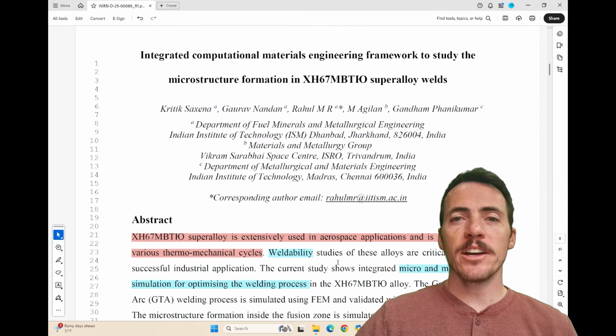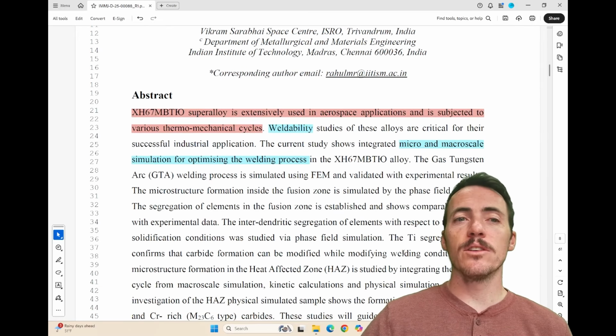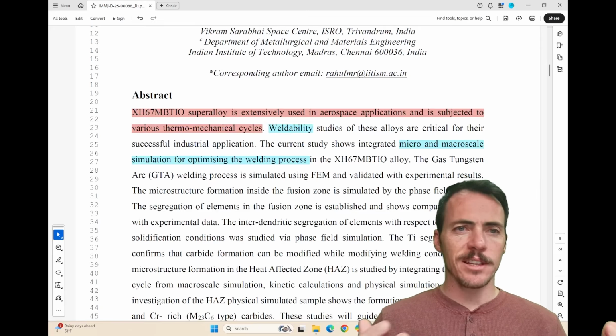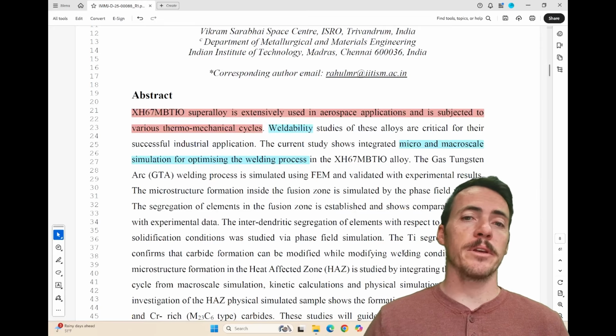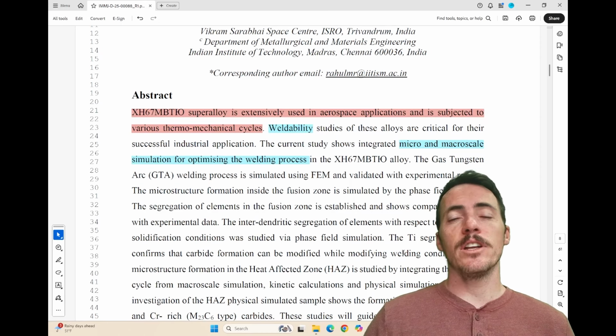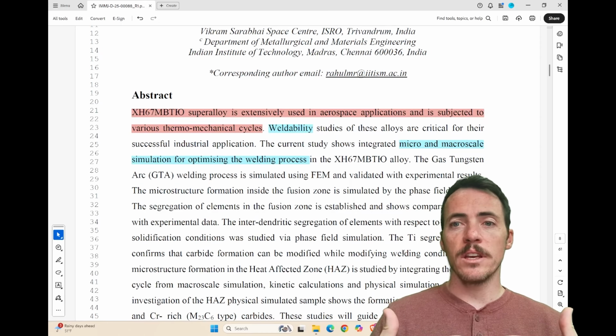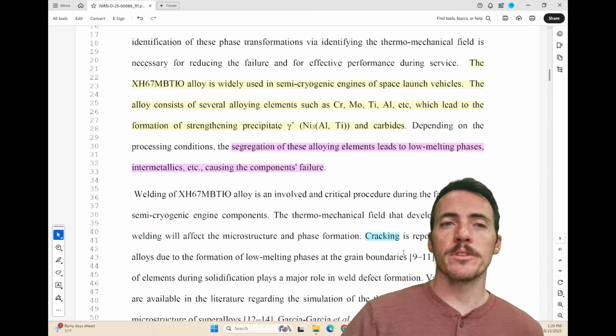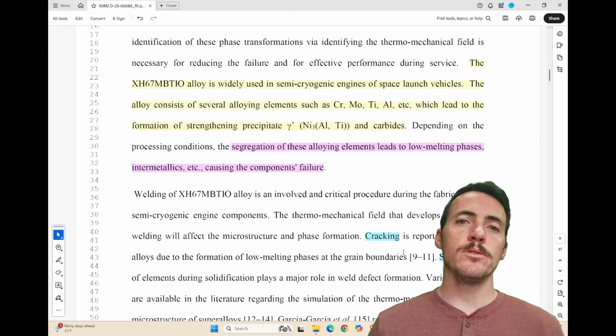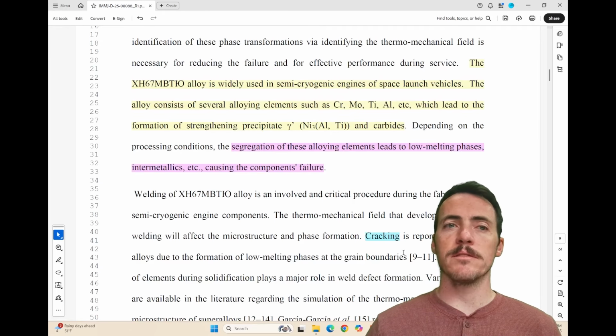So the actual alloy they're interested in is a nickel superalloy, this XH67MbTIO alloy, right? It's amazing. They use it in lots of aerospace applications, but if you're going to use it, then you're going to have to weld pieces together. And during that process, there can be things happening that we don't like. For example, they dive into it. They say that this is often used in semi-cryogenic engines for space launch vehicles.